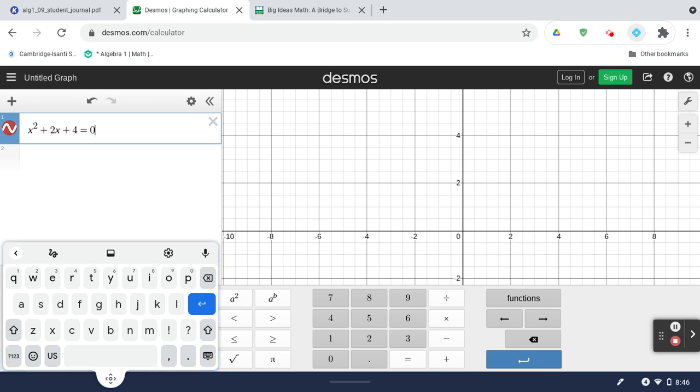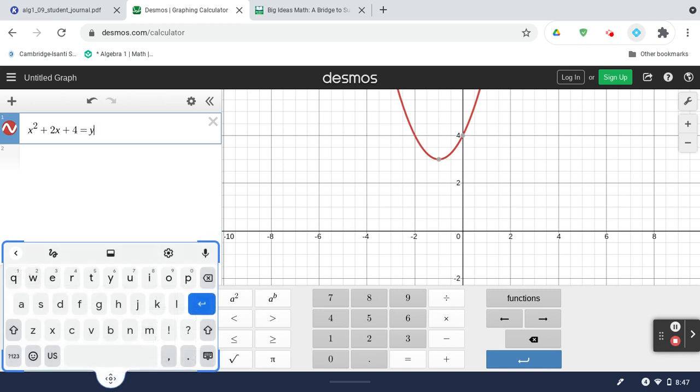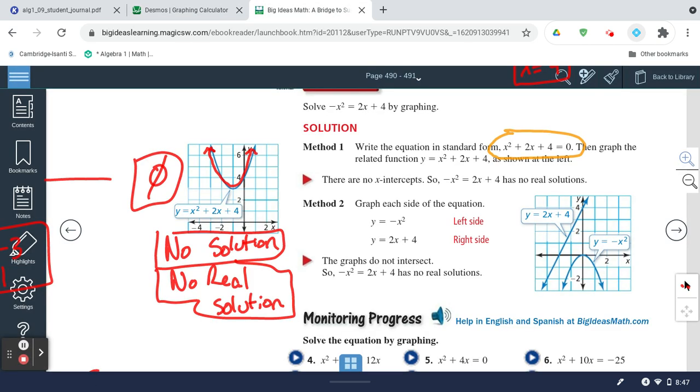It doesn't always love being put equal to 0. We're graphing, so we can either just leave this on its own or set it equal to y. Right? That's really the same thing. Either x squared plus 2x plus 4 on its own or equal to y, we get the same thing. On this one, we see we don't have any x-intercepts. So we know this one is just a no solution. This is the one we've looked at earlier.